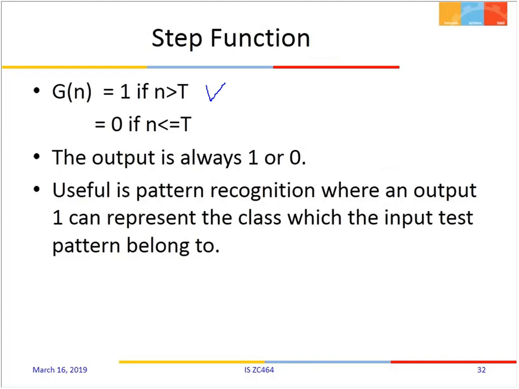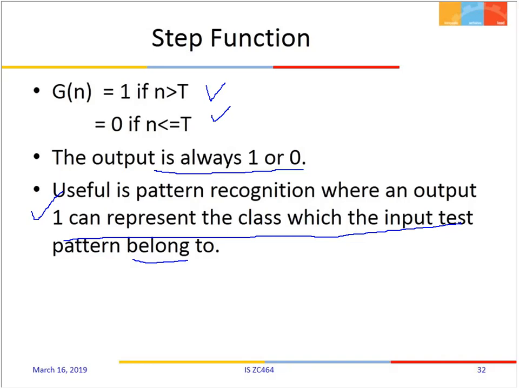And it is useful in pattern recognition, where an output 1 can represent the class which the input test pattern belongs to. We will have one simple example of a 4-class classification problem, and we will see how we can model the output as 1 and 0, despite the fact that we have 4 classes, right?